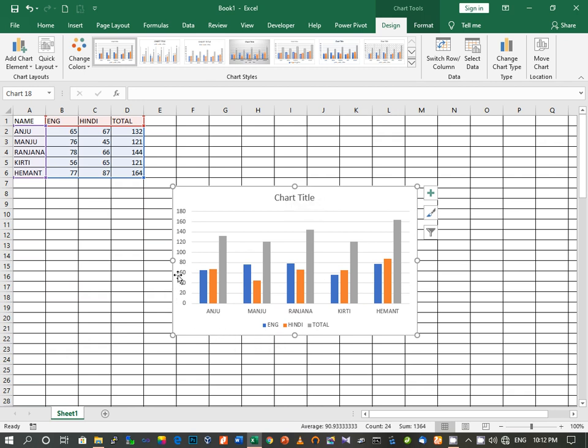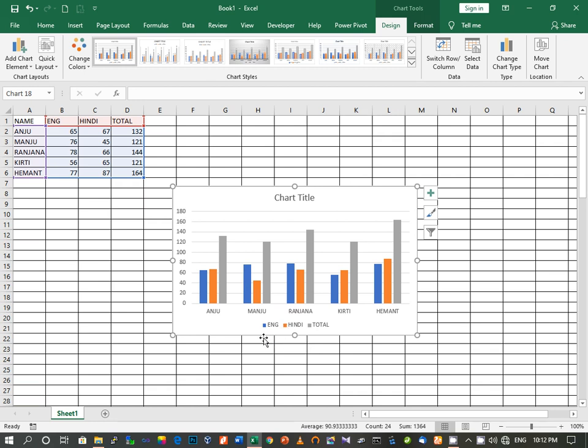First one is chart area. Here this outer boundary, this is called the chart area. This will contain the chart and all the other objects of the chart. So the other objects of the chart over here, like chart title, then we have this legend. So these are the other components. This part is known as the chart area.